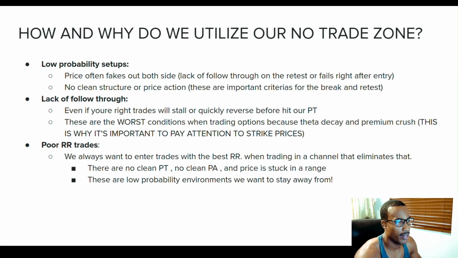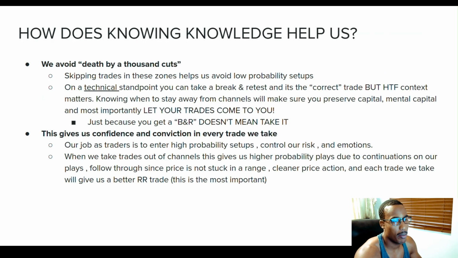When you're taking poor RR trades, there are no clean profit targets, there's no clean price action, and price is stuck in a range. These are low probability environments we want to stay away from. Now, how does knowing all of this help us? I'm sure we've all heard the saying death by a thousand cuts. We want to avoid death by a thousand cuts, so skipping trades in these zones will help us avoid low probability setups.